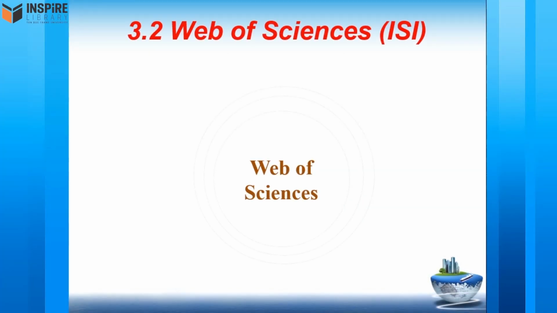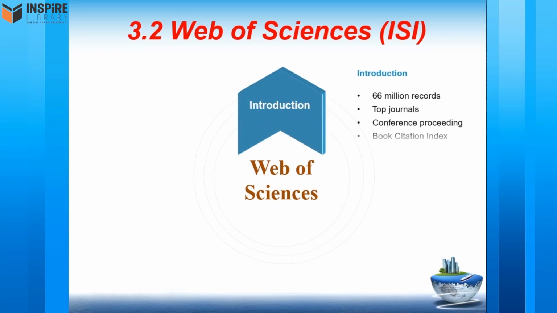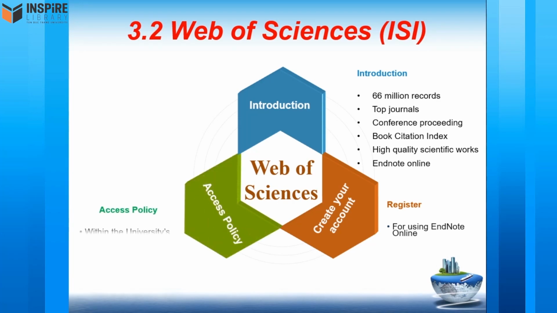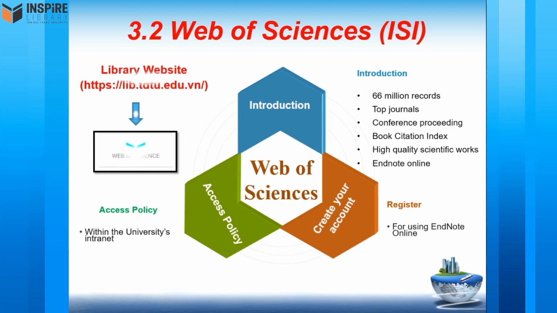Continue is the guide for using the Web of Science section. Web of Science is a database with 66 million records on the top journals from many areas, conference proceedings, and high-quality scientific works. Especially, Web of Science also provides the EndNote online tool for users. To use the EndNote online tool, you have to register an account, and how to create an account we have mentioned earlier. About access policy, Web of Science only allows access within TDTU Internet. On the library website, we also have the Web of Science link.